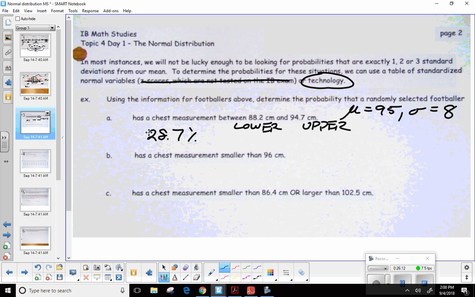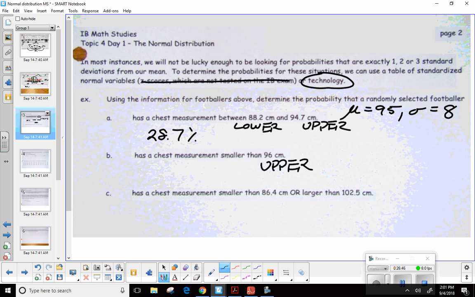Okay, so let's go ahead and try the next one. I want to determine the probability. We're looking for the percentage of the football players who have a chest measurement smaller than 96. You'll notice this isn't written out in the notation yet. What would you consider this to be, the lower or the upper boundary? Upper, because we want everything smaller than 96. So this is my upper.